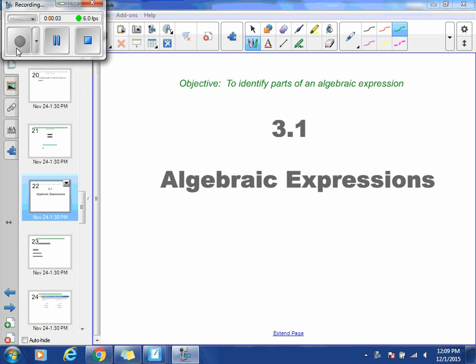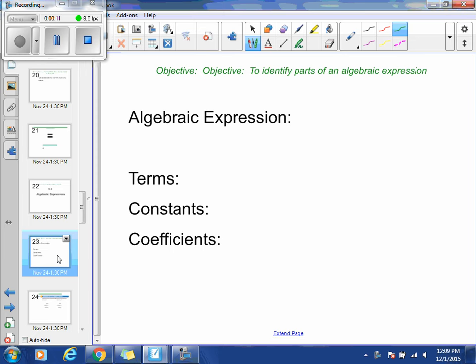Right, your goal while watching this video is to be able to tell me what an algebraic expression is and to identify the different parts of an algebraic expression. As we go, if you need more time to write down the notes that I give you, please pause the video and jot them down.